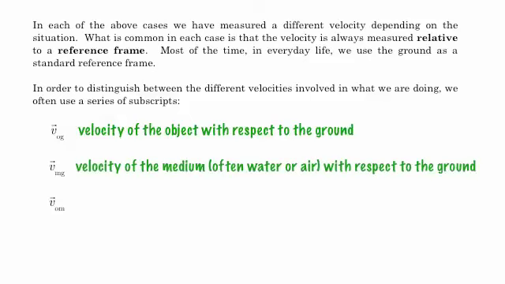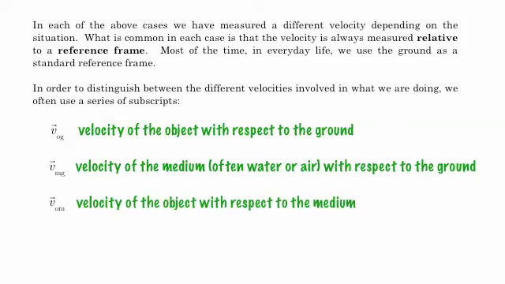V_MG is the velocity of the medium, which, as you'll see, is often water or air or a moving sidewalk, with respect to the ground. So it's something that the object is moving through or moving on or moving with, and it's how fast that is moving with respect to the ground. In our example on a moving sidewalk, the velocity of the medium with respect to the ground would be the velocity of the moving sidewalk with respect to the ground. And lastly, V_OM is the velocity of the object with respect to the medium.